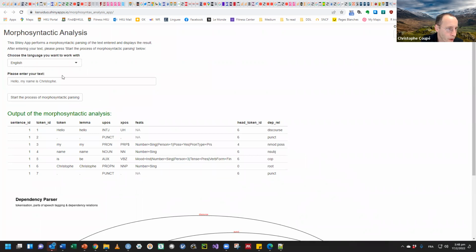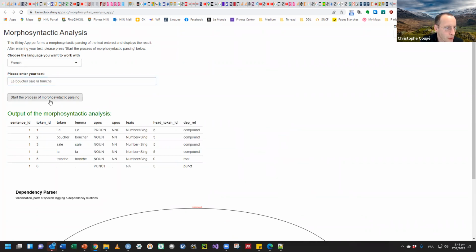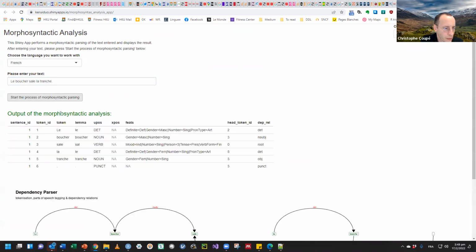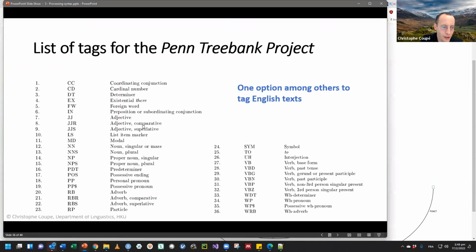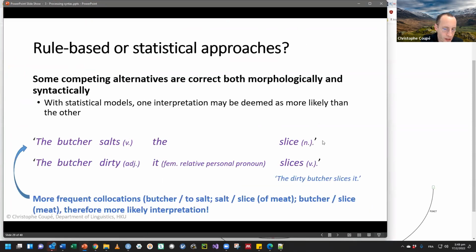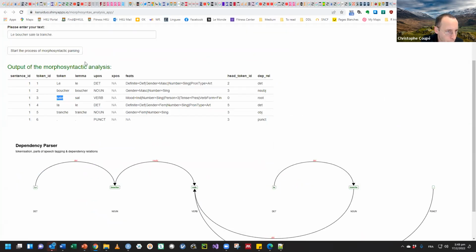You can try whatever. So actually we can try French. "Le boucher sale la tranche." What is the interpretation? "Sale" is the verb, "tranche" is the noun. So it shows the more likely explanation. If you remember what I've shown you in the lecture, one form is more likely than the other, I guess. And that's the form that was picked up by this UDPipe tool. Nice.